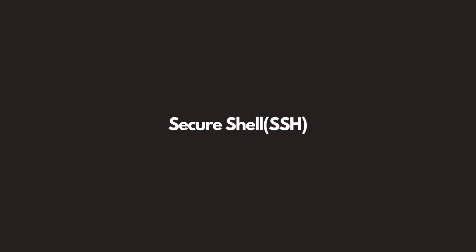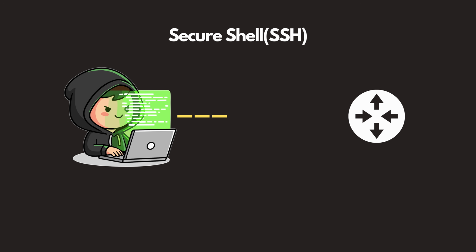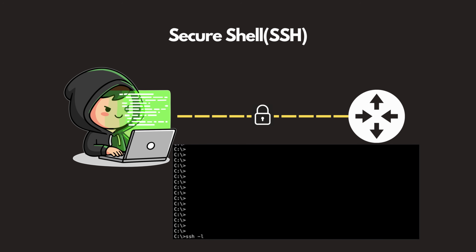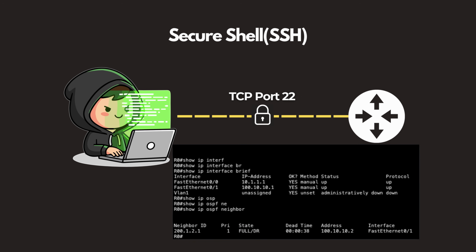There is SSH, or Secure Shell, which provides remote access encryption. It creates a secure tunnel for remotely accessing and managing servers and network devices, like a private encrypted phone line to another computer. It uses TCP port 22.